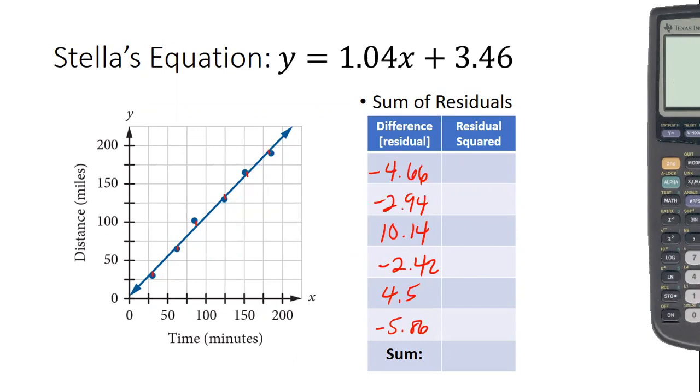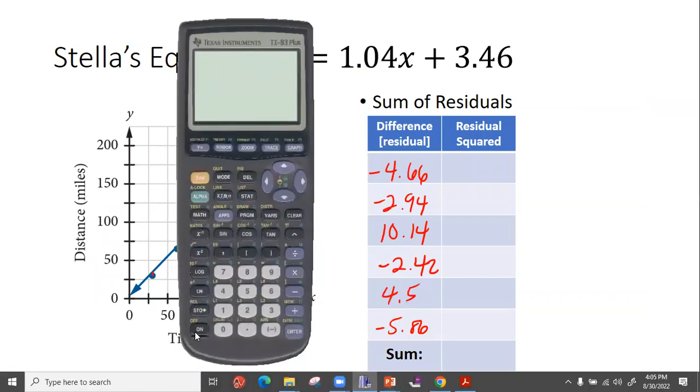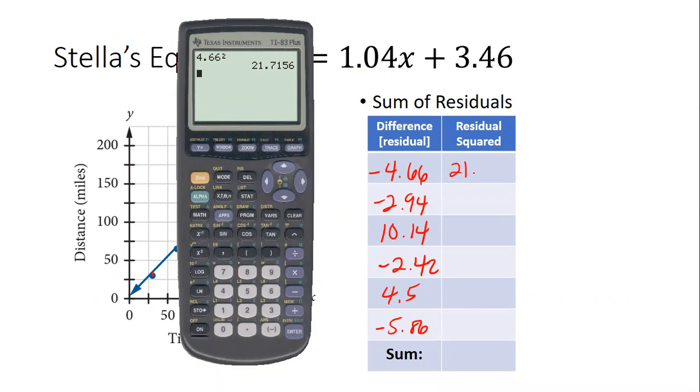Now, we're going to square the residuals. When I'm squaring a negative, is it necessary to put the negative in the calculator? No, because when you're squaring it, it's going to turn into a positive, because a negative times a negative makes a positive. I don't have to put the negative in. So I put in 4.66 squared, and we're going to round to the nearest hundredth. So this becomes 21.72, because the 5 rounds the 1 to a 2.